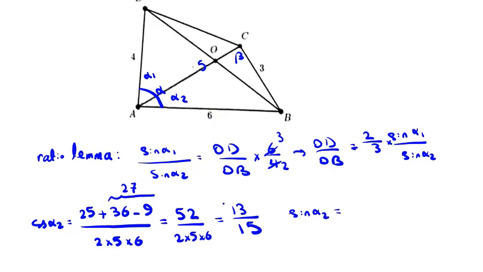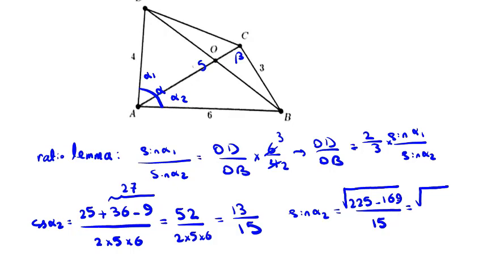Because we know the sine of any angle between 0 and 180 is positive, so you can say alpha 2 is an angle of this triangle. So sine alpha 2 is the square root of 1 minus this squared. So it will be 225 minus 13 squared, which will be 169 over 225. If you consider the square root, it will be 15.